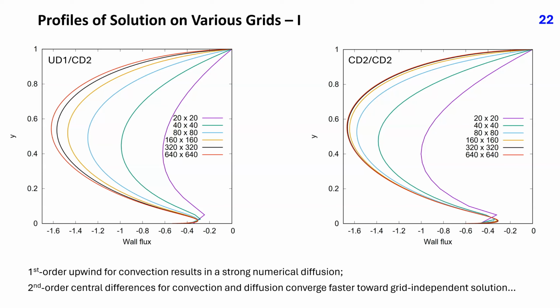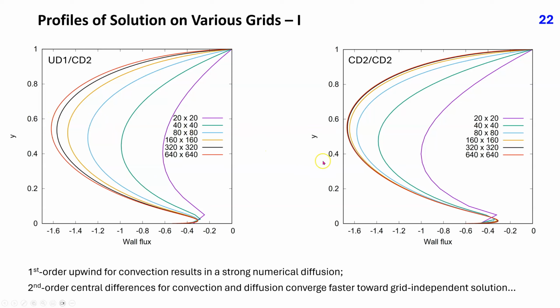Based on the experience from the first test case, we expect to see first-order convergence when the first-order upwind scheme is used for convection terms, even though diffusion terms are approximated using second-order central differences. This would mean that the distance between curves obtained on successive grids is halving, but it looks worse than that. Only for grids finer than 80 by 80 subdivisions can we observe such a tendency.